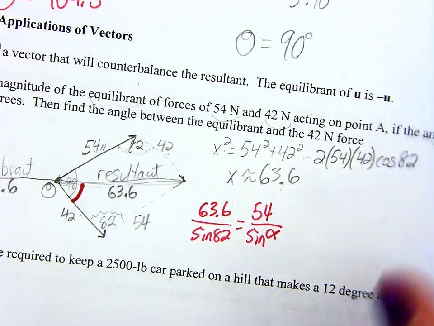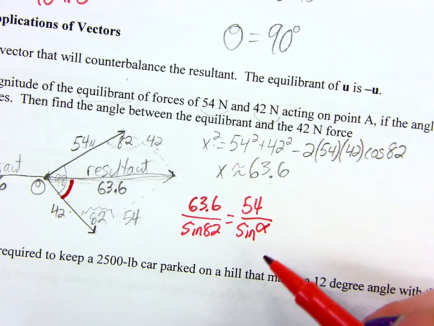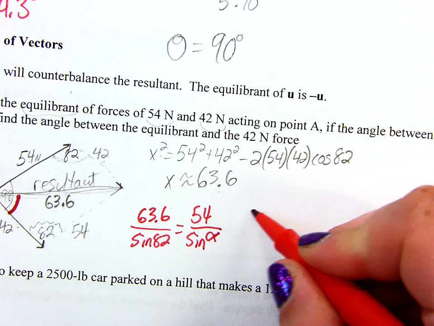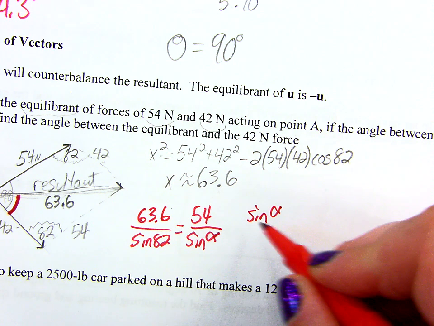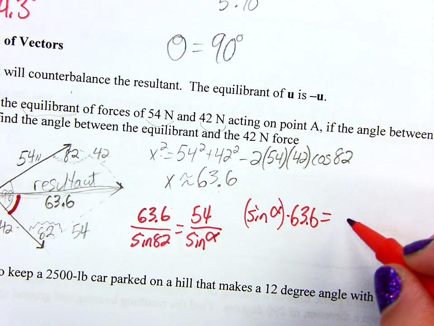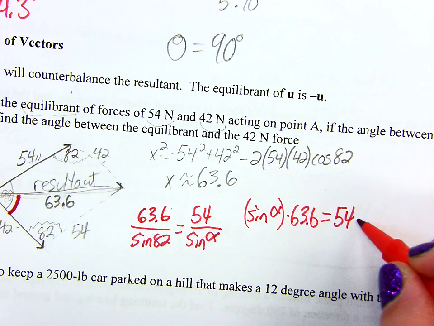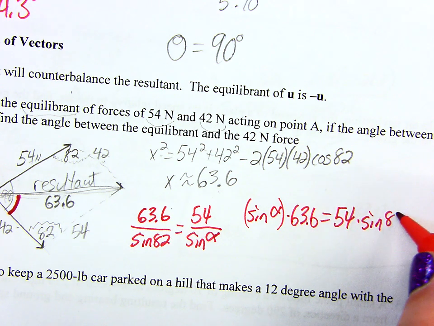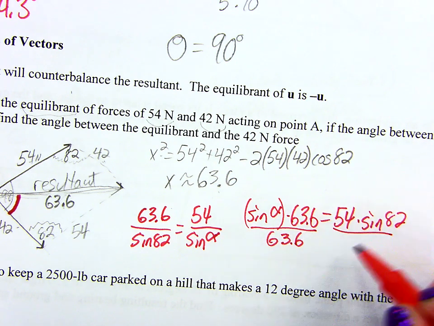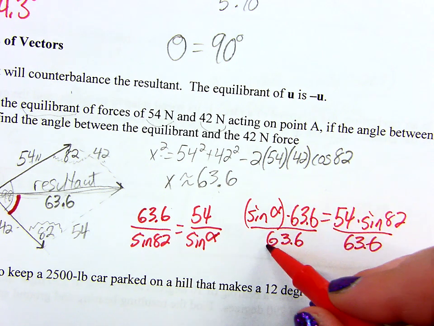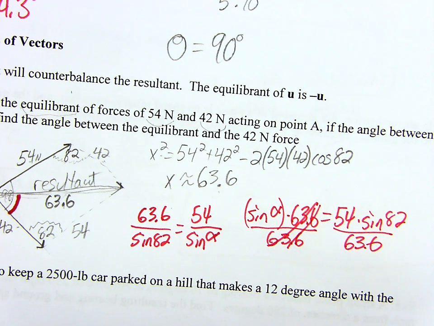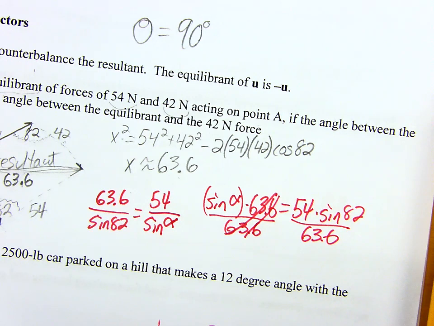So I have a missing angle this time, so I'm just going to cross multiply. I'll write this out if you want: sine of alpha times 63.6 would be the same thing as 54 times the sine of 82. Then I would just divide both sides by 63.6. And then, to get that angle, I would just do second sine.